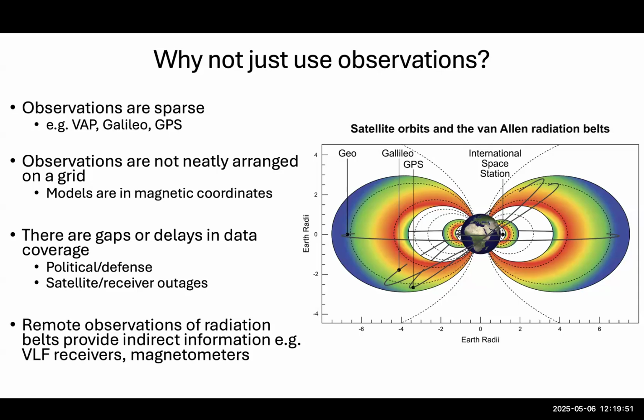defense, failures of satellites. And then we have remote observations, which can provide a more global, large-scale picture, but don't necessarily have the information that we want. So we have VLF receivers, which give us information about waves in the radiation belts, but don't give us anything about the electron flux directly, and magnetometers, which tell us what the Earth's magnetic field is doing. So there is information about the radiation belts in those observations, but not directly what we need or want.